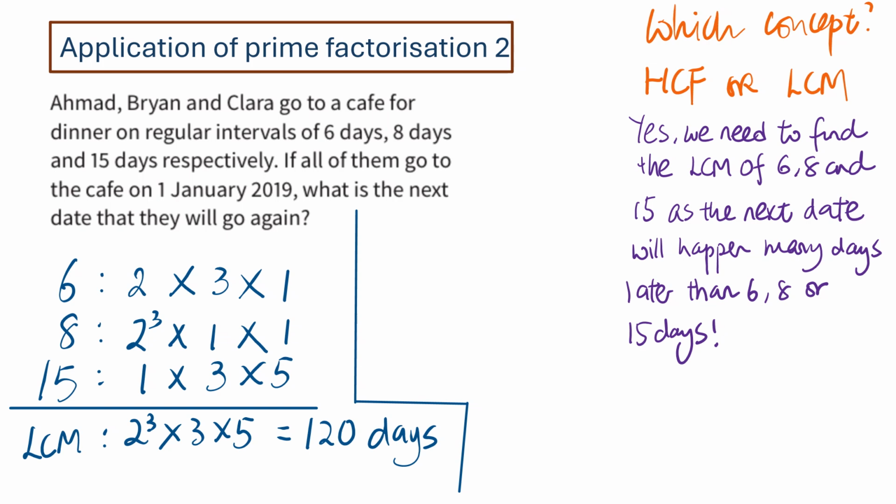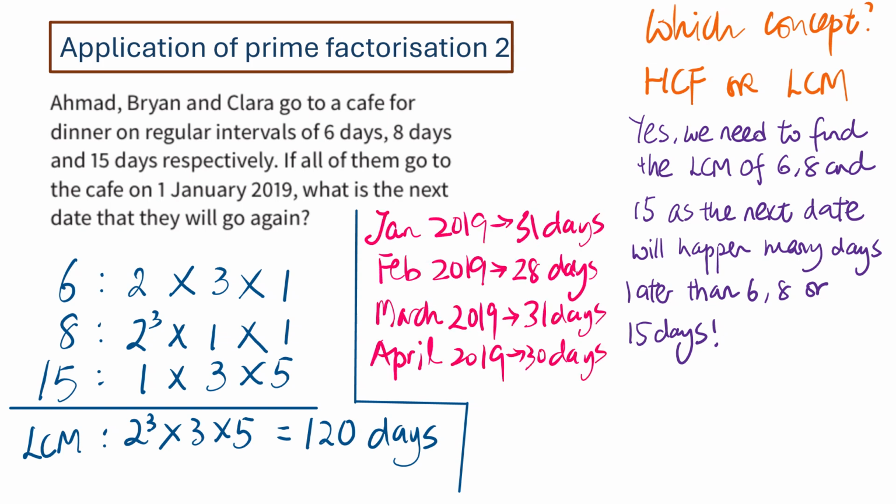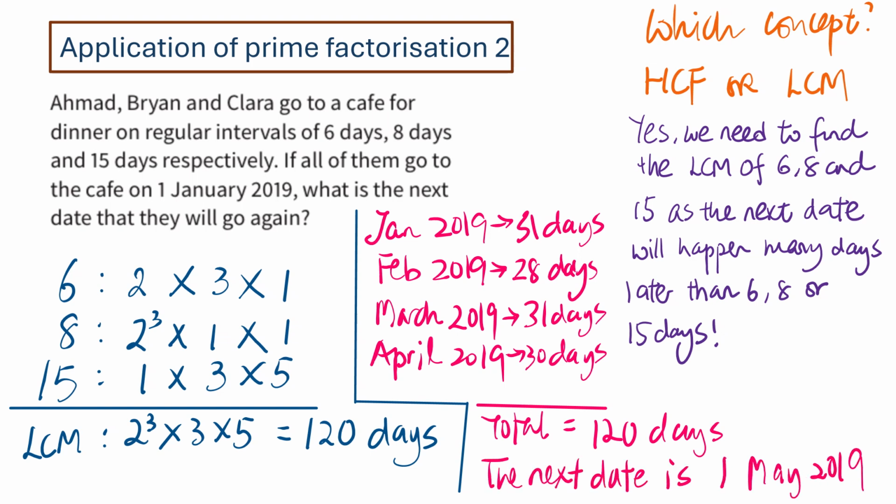So in January, we have 31 days. February, we have 28 days. 2019 is not a leap year, so there are 28 days. March is 31 days. April, 30 days. If you add up all the number of days, that is 122. So therefore, the next time they meet will be on 1st May 2019.